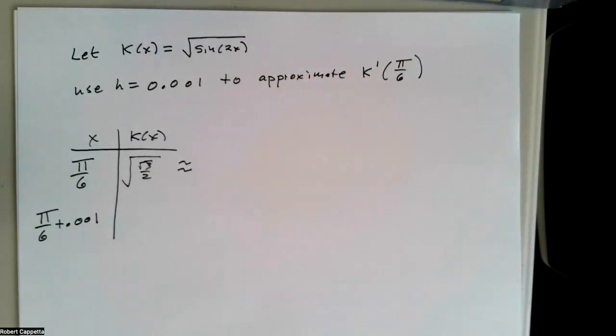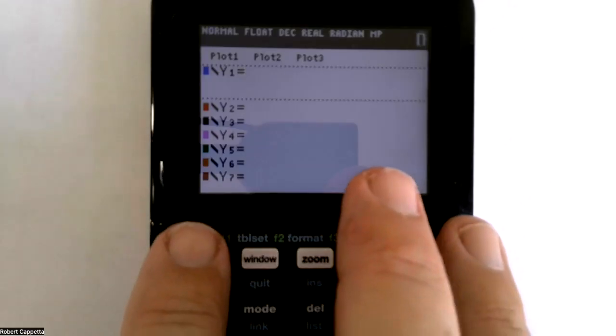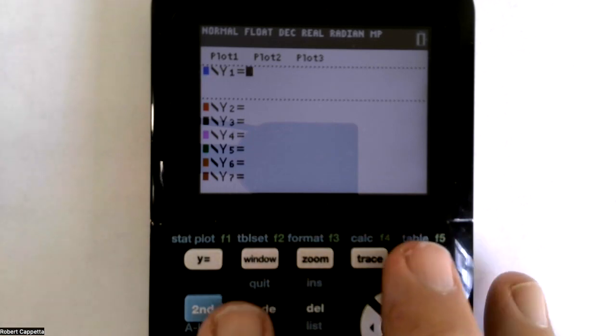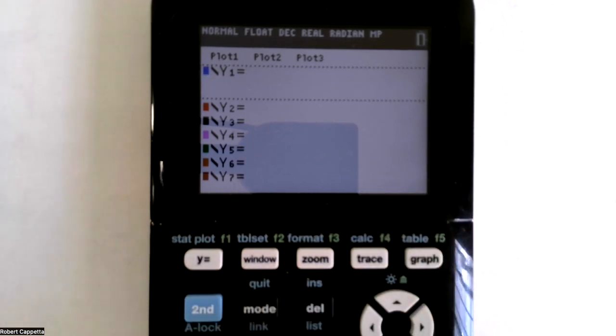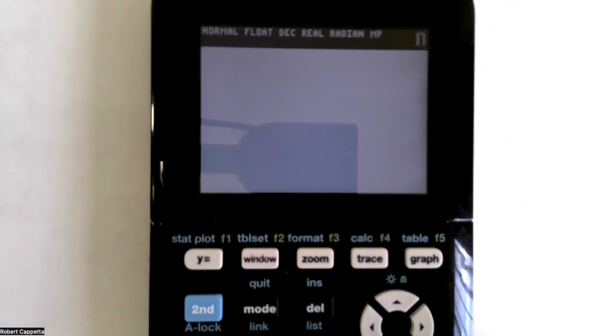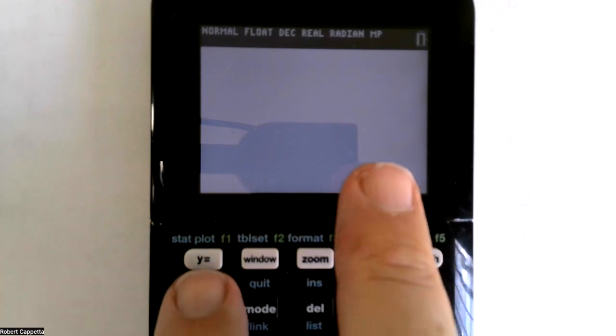So let's get ourselves an approximation for both of these. And then we're going to recognize that the slope of the tangent is the approximation for the derivative at pi over 6. So let's jump to the graphing calculator and do the analysis appropriately. So our function is the square root of the sine of 2x. So we're going to go to the y equals button, square root of the sine of 2x. We have that. And we're interested in the value of the function at pi over 6 and at pi over 6 plus 0.001.